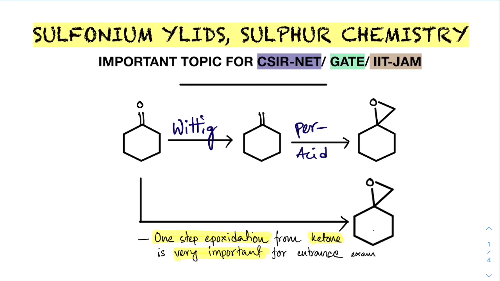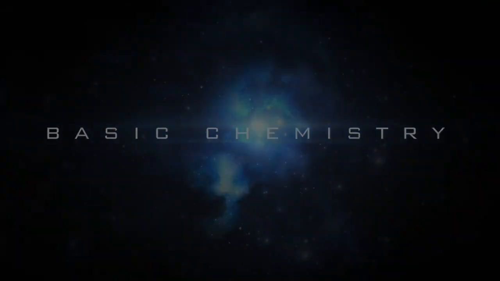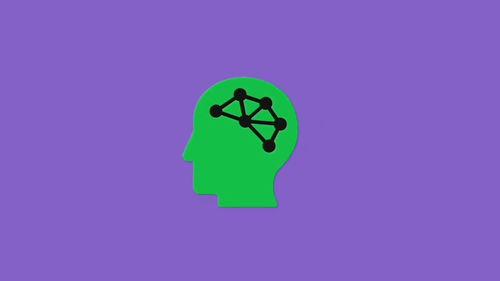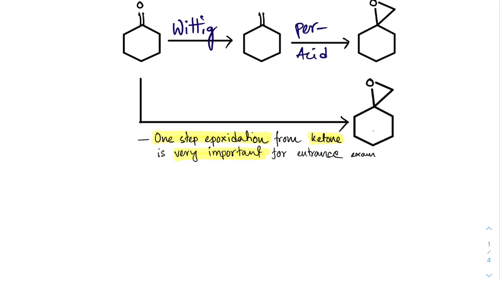Welcome to a new topic: sulfonium halide and sulfur chemistry. It is very important for CSIR NET, GATE and IIT JAM. In this type of reaction, we know that in the presence of a ketone, under a one-carbon Wittig reaction, it gives this type of product, this type of olefin, followed by a peracid, that gives this type of epoxide. Is there any procedure to make an epoxide directly from a ketone or from an aldehyde?